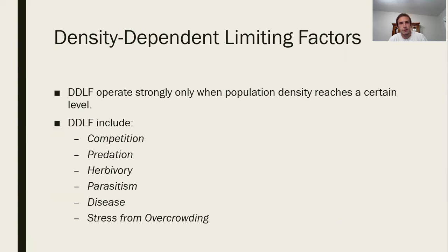So looking at the first ones, density dependent limiting factors. These are factors that are dependent upon a population's density being clumped together. And so the more clumped an area or the more crowded an area or a group is, the stronger effect these factors have on the group.